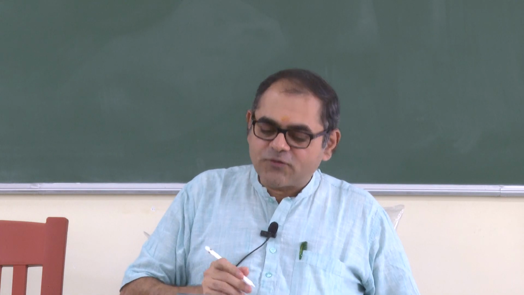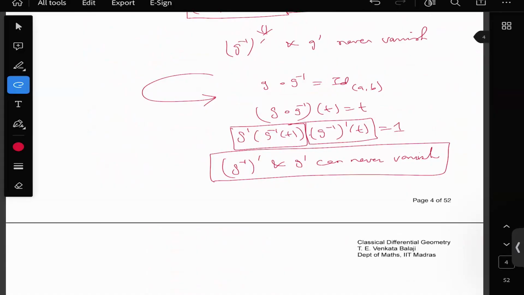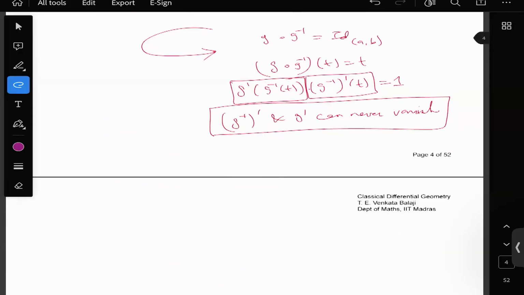So how does that come? What we'll do is search. So let us search for a reparameterization with unit speed.